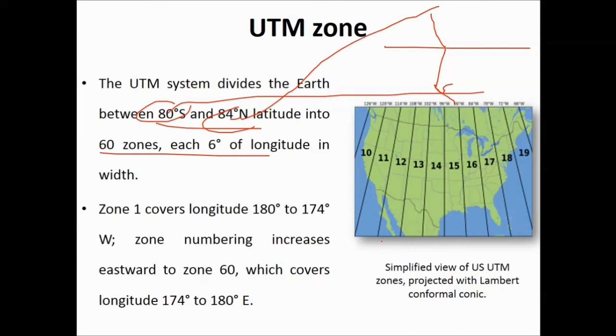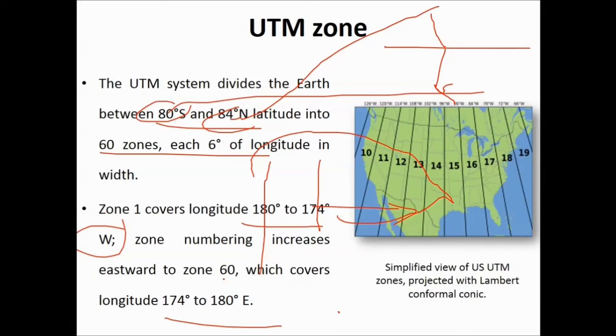So zone 1, the first zone, covers longitude from 180 degrees to 174 degrees. 180 here, and then this is the zone, 180 degrees, this is 174. We are revolving around the Earth, and the last one is 174 to 180 degrees east, while this started from the west. It was expected because we culminate at the starting position. The last position of the last zone is the first position of the first zone.